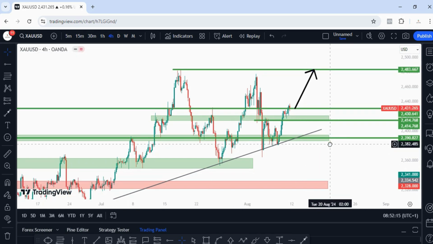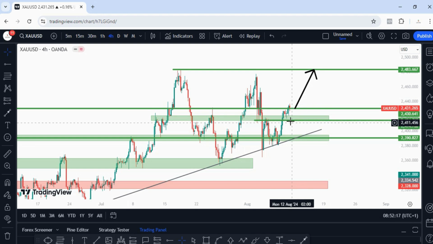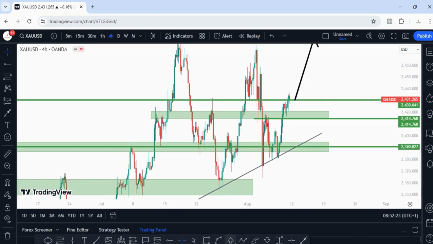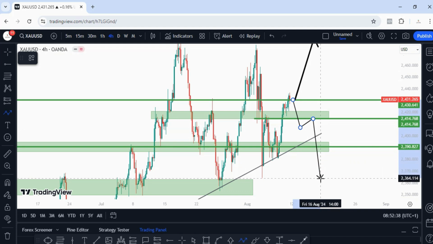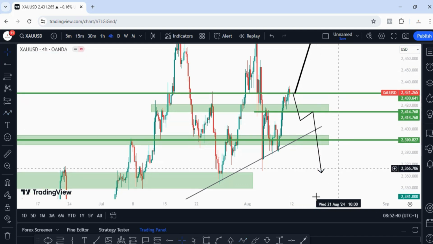And my second scenario will be for price to break below this zone, which is 2414.768. All right, so if that happens, we'll repeat the same play that happened last week. So what I mean is I'd like to see price break below 2414.768, come back for a pullback, and then I would like to see price drop back down. All right, this time for the bearish target.